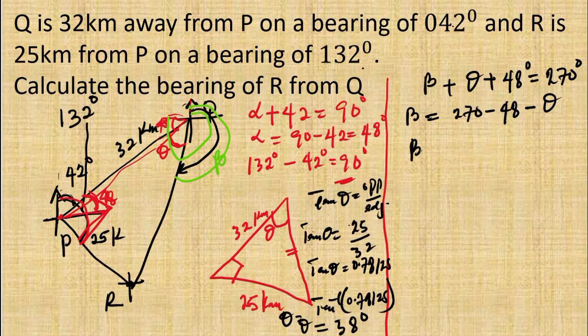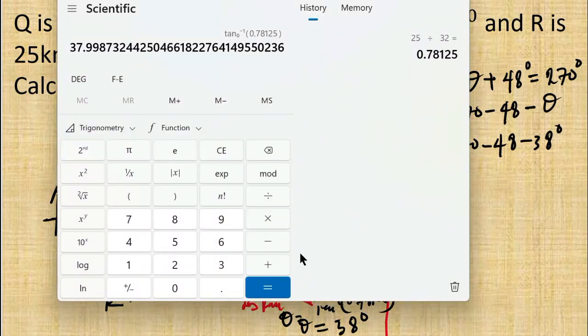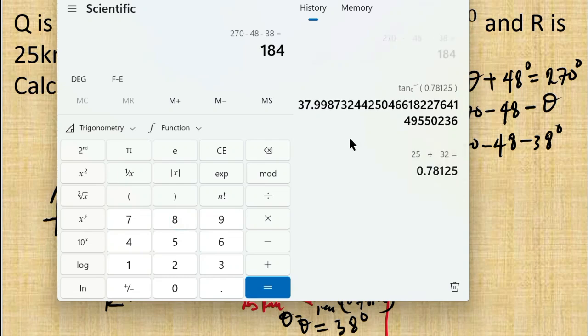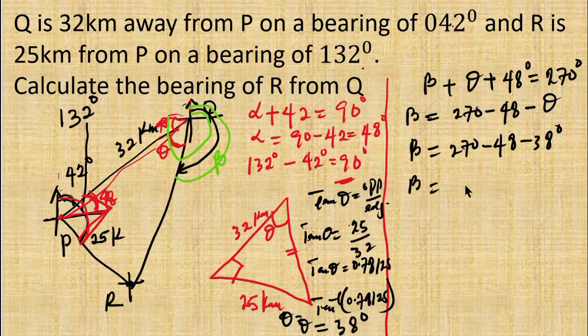So beta obviously will be 270 minus 48 minus 38 degrees. Let's use our calculator. That will be 270 minus 48 minus 38 degrees, which is 184 degrees. Beta will be 184 degrees. Now, with this, I hope you understand how I actually solved this bearing problem.